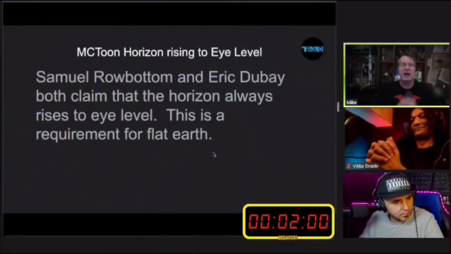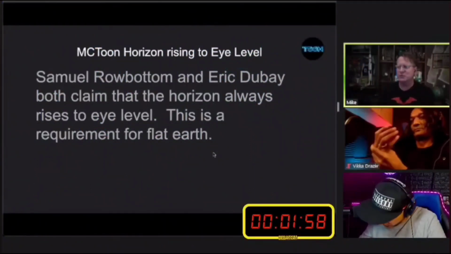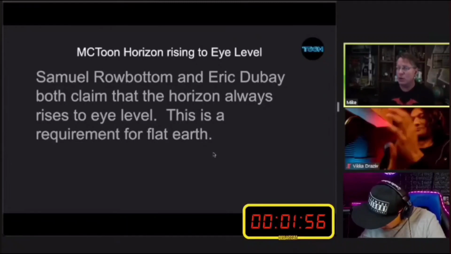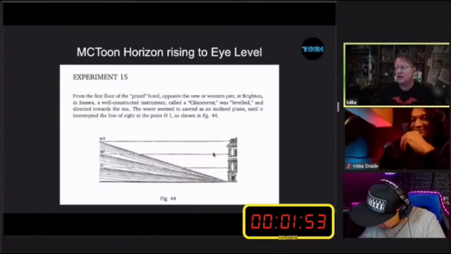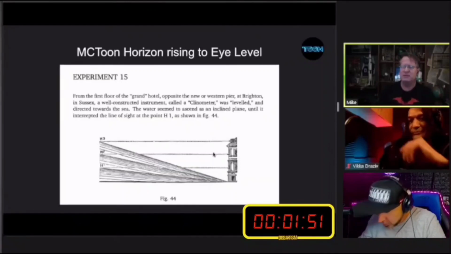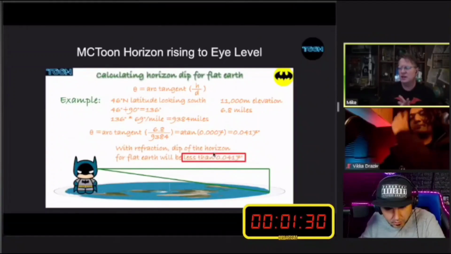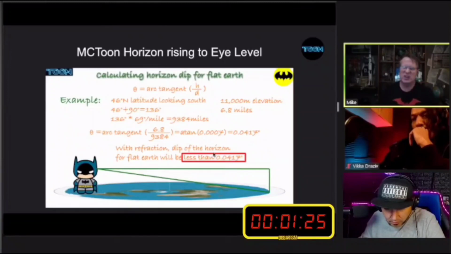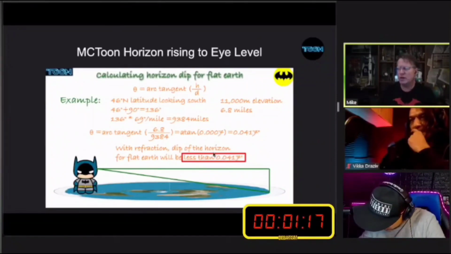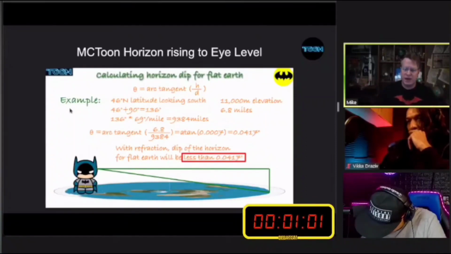Samuel Rowbottom and Eric Dubé both claim the horizon always rises to eye level. This is a requirement for flat Earth. Rowbottom, in his book, Experiment 15, he called it, made a prediction for flat Earth. This is including refraction, which will make it less. Refraction will decrease it. The prediction for flat Earth is no more than 0.0417 degrees dip. So very close to zero. So that's the prediction for flat Earth.